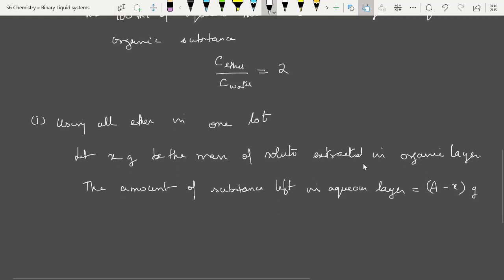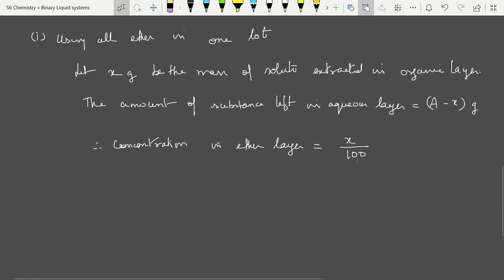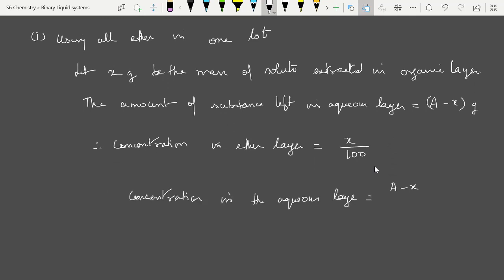So concentration in ether layer is equal to x divided by 100, and concentration in aqueous layer is equal to amount of substance remaining, A minus x, and the volume of aqueous layer is 100. So A minus x divided by 100.